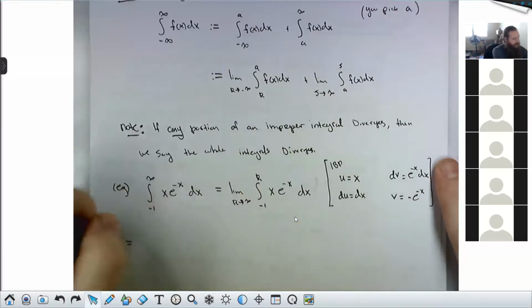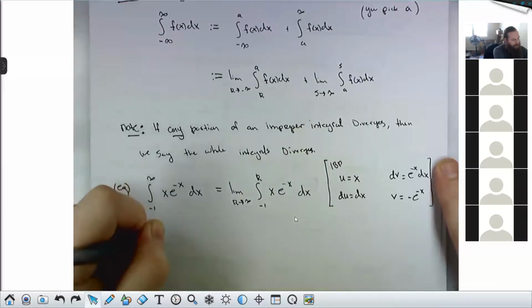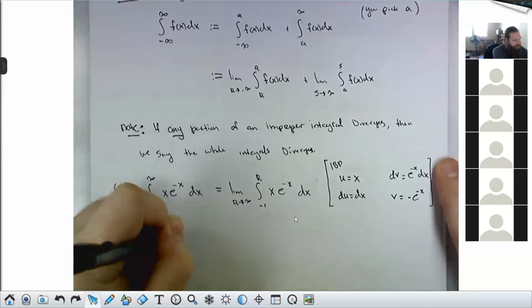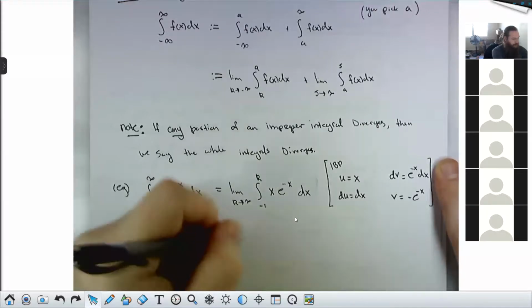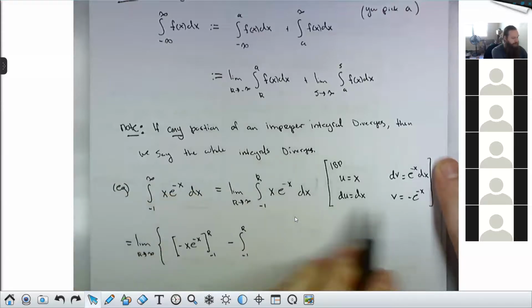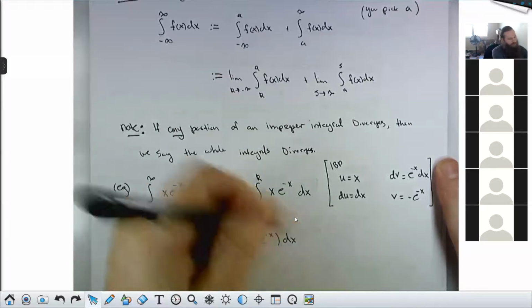And now I rewrite this as, you got to be very careful here, limit r to infinity. And then everything that comes out of my IBP, I need to take the limit of. What comes out of the IBP? Well, this is also a definite integral. So I'll have u times v evaluated from a to b. That's bracket negative x e to the negative x evaluated from -1 to r, minus the integral from -1 to r of v du, which is -e to the negative x dx.